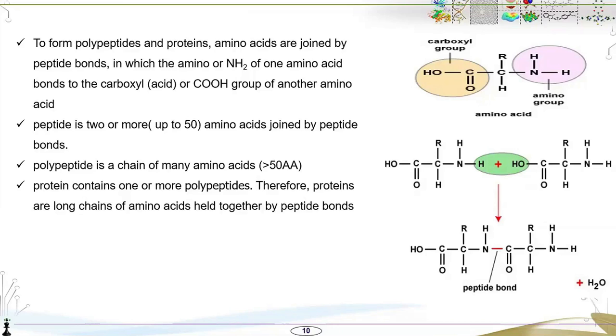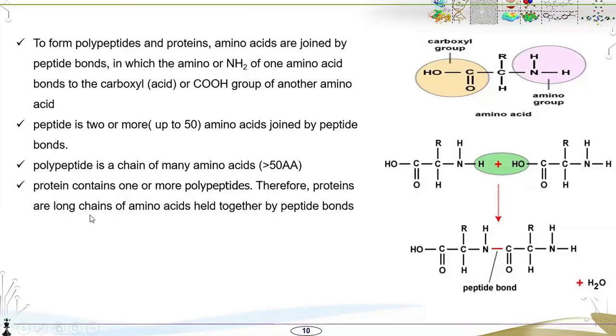So I hope you understand what a peptide and a polypeptide are. Now, proteins contain one or more polypeptides. Therefore, proteins are long chains of amino acids held together by peptide bonds.